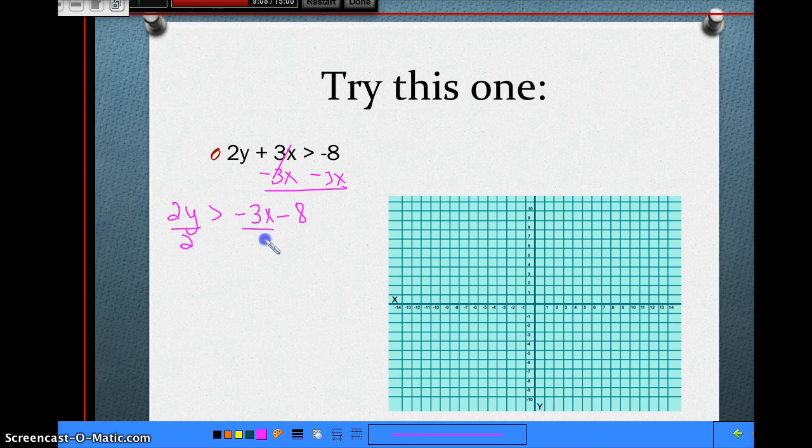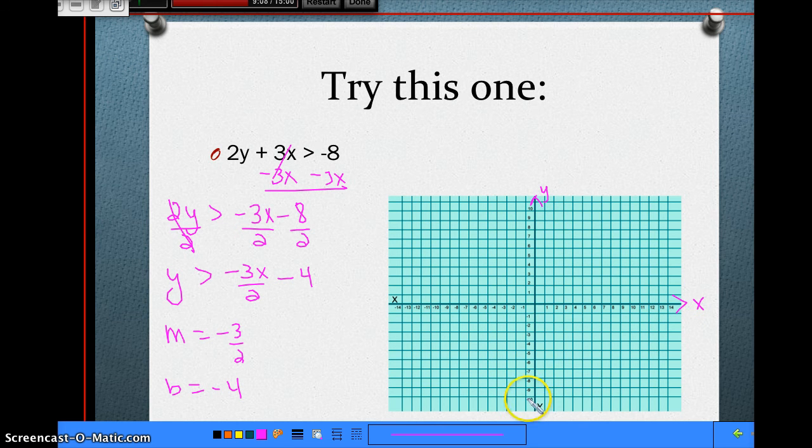Divide everything by 2. We get y is greater than -3 halves x minus 8 divided by 2 is 4. So that means that my slope is -3/2 and my y-intercept is -4. This part should come fairly easy to you because we have done this already. I hope, anyway.